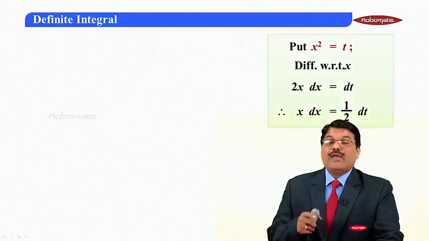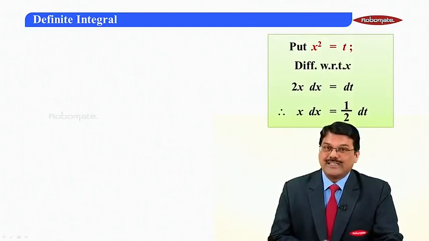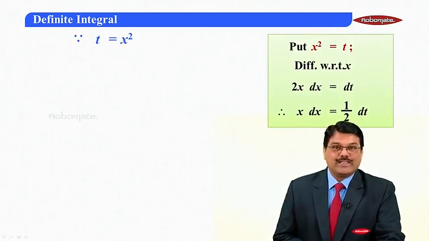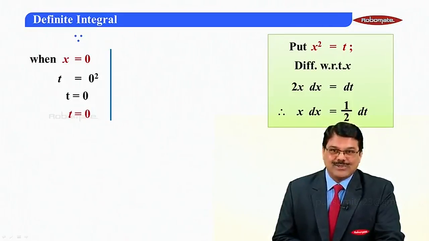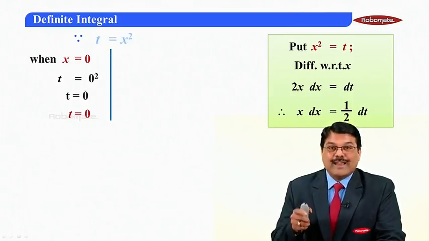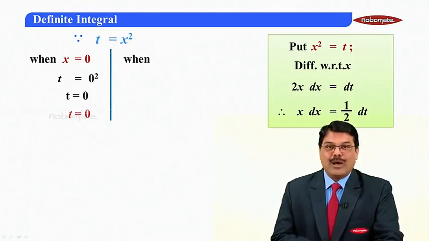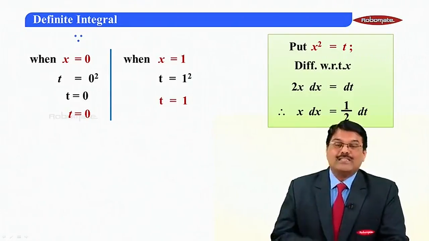Now we have changed the variable from x to t, so we have to change the limits of integration, right? Now since t is equal to x square, when lower limit x is equal to 0, t will become 0 square, that is 0. So we say that when x is equal to 0, t is equal to 0. Now substituting the upper limit, when x is equal to 1, t is equal to 1 square, that is 1. So we say that when x is equal to 1, t is equal to 1.